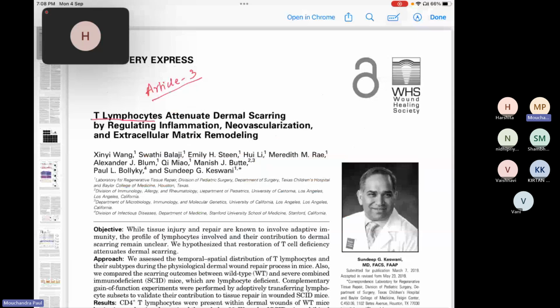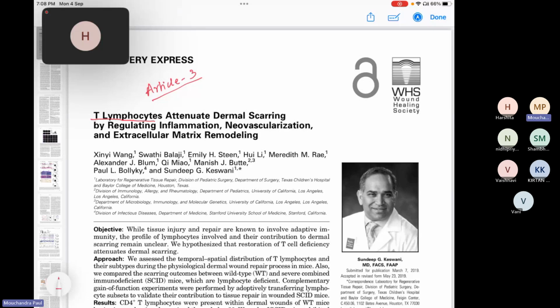So this paper was published in 2019 in the journal Wound Healing Society. If you see the significance, why should we study wound healing, or why should we focus on the tissue repair process? And that too in this tissue engineering course.